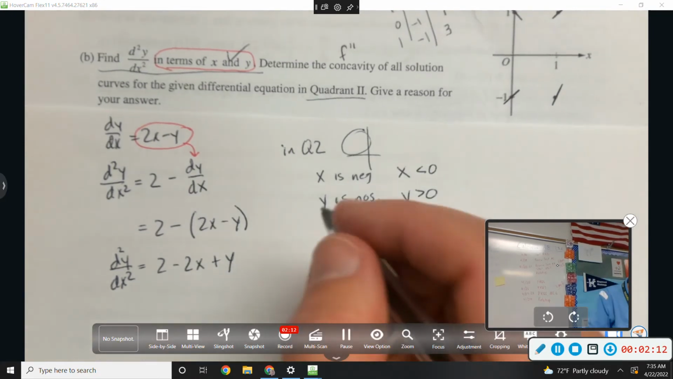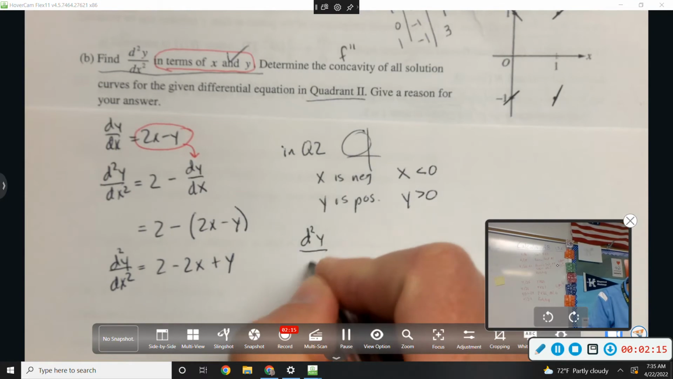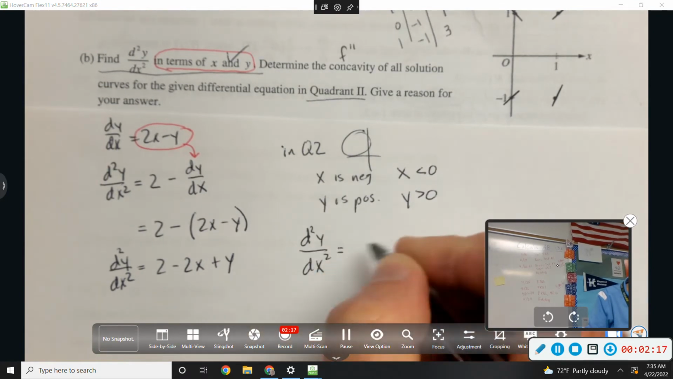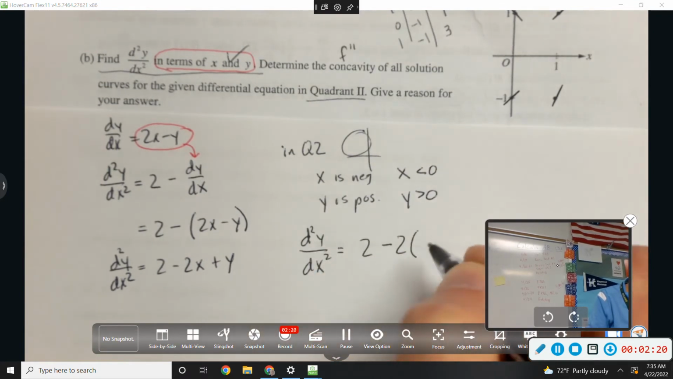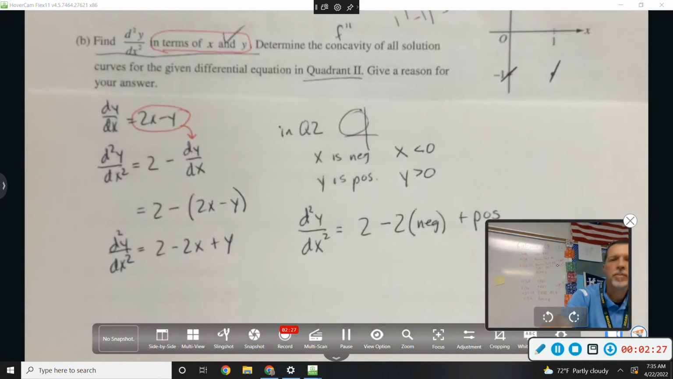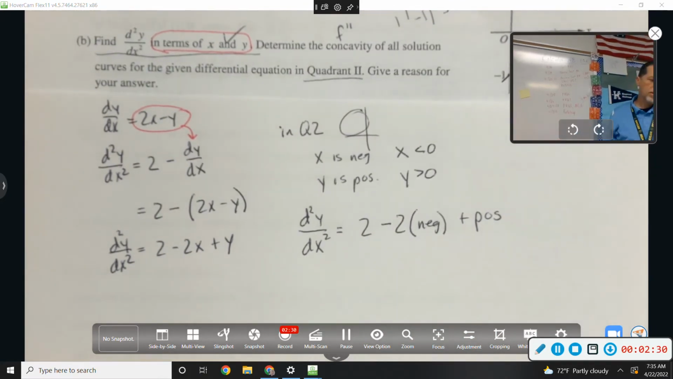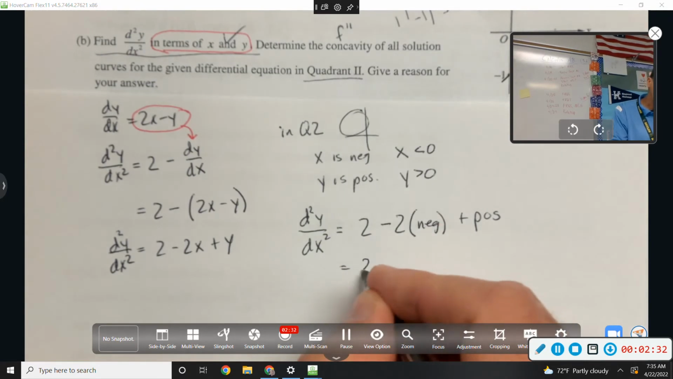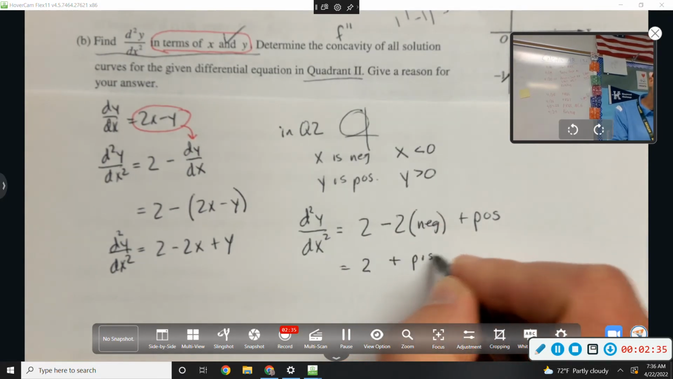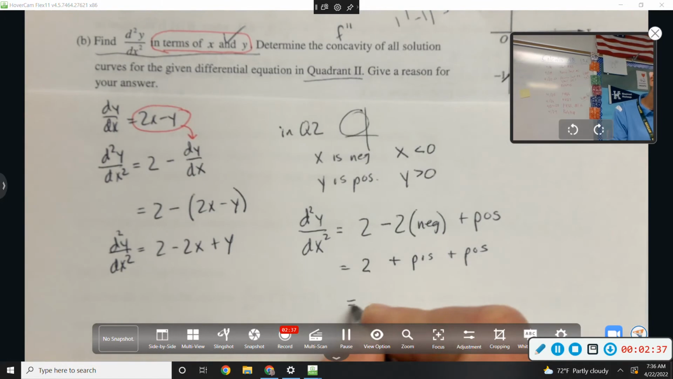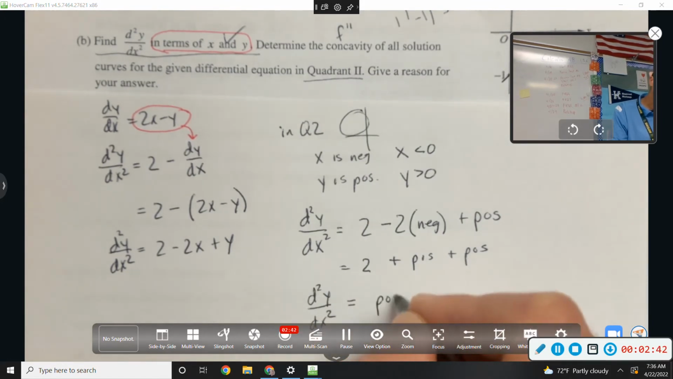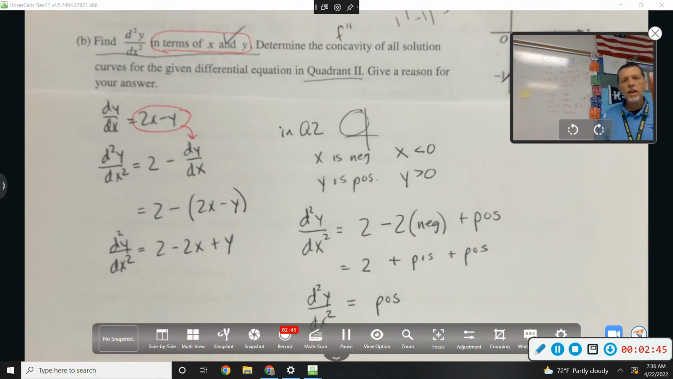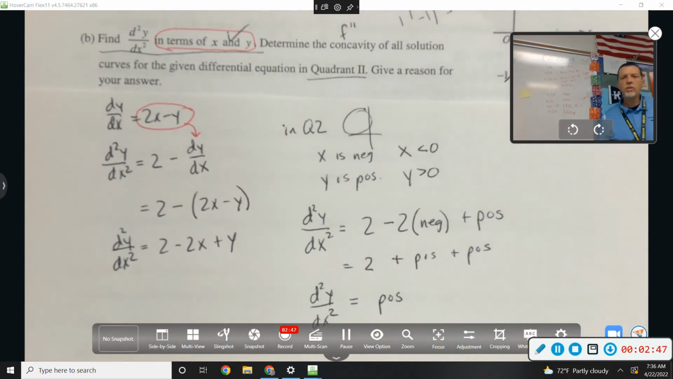So my second derivative, let's see if this works. 2 minus 2 times a negative number plus a positive number. Well, I got negative times negative, so I've got 2 plus a positive plus a positive. Okay, so now I know why they ask about quadrant 2, because it works out that everything's positive. Have I answered the question now?